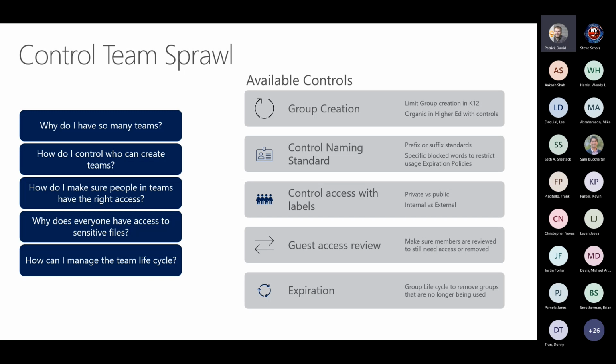We can also control access with labels. And so public versus private is a big conversation we have with organizations, right? When I create a new team, what does it mean when it's private versus public? And this is a big one, right? Public means anyone inside your organization has read, write access to anything inside of that team. So we can control this with sensitivity labels every time a site gets created, and I think as Steve mentioned before, maybe it's a student site versus a faculty and staff site, or maybe it's a public site versus a private site, right?